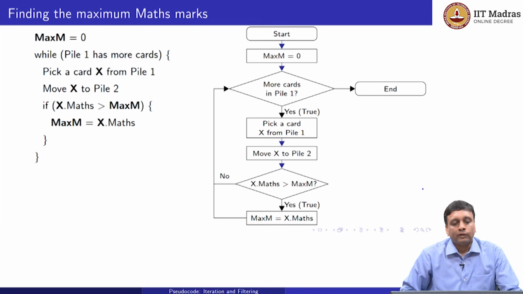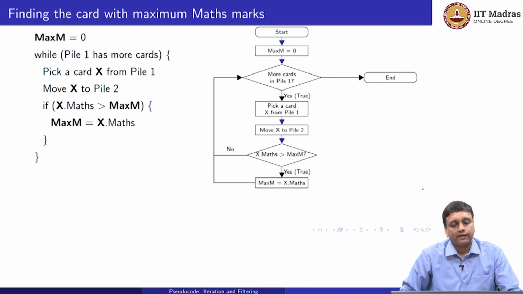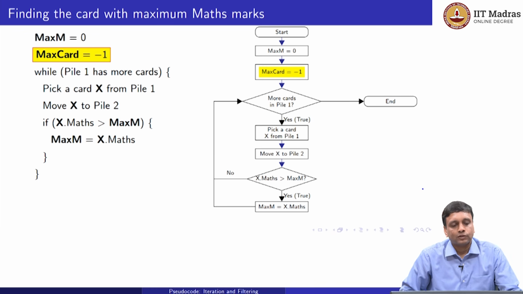Finally, what we wanted to do was to take this procedure to find the maximum maths marks and also find out which student had this. So which card in our stack had this maximum maths marks. So in order to do this now, we need to keep track of two quantities, the marks and the card with those marks. So we will need something which will represent the card number. So let's call it max card.